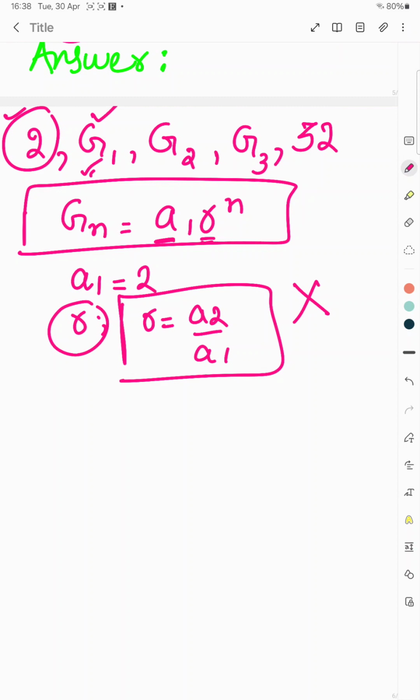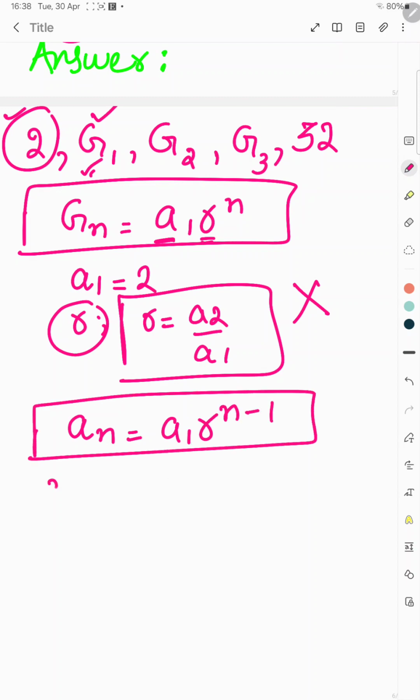Okay student, and what is the nth term formula of a geometric sequence? As you remember, it is An is equal to A1 R^(n-1). This was the nth term formula which we will use for finding any missing term. So here R is missing, so I will use this formula.